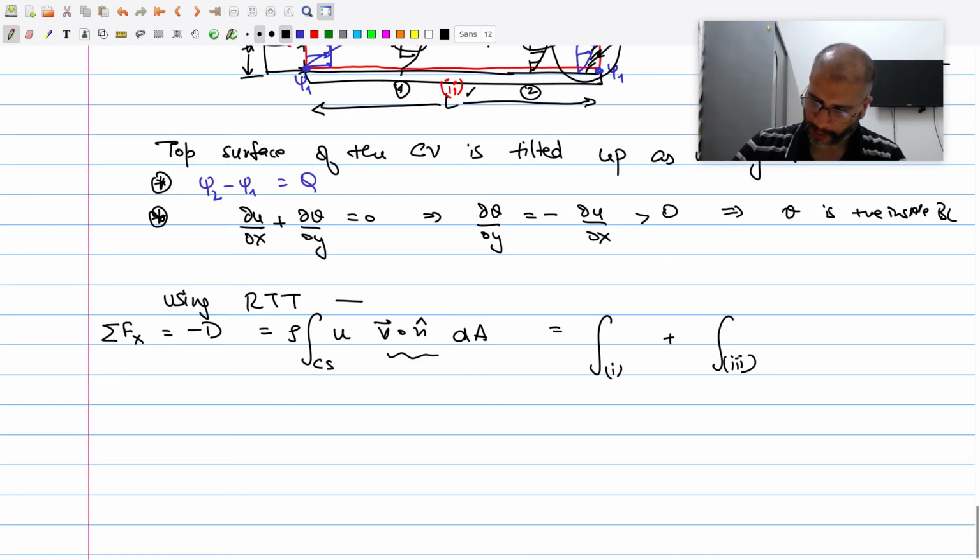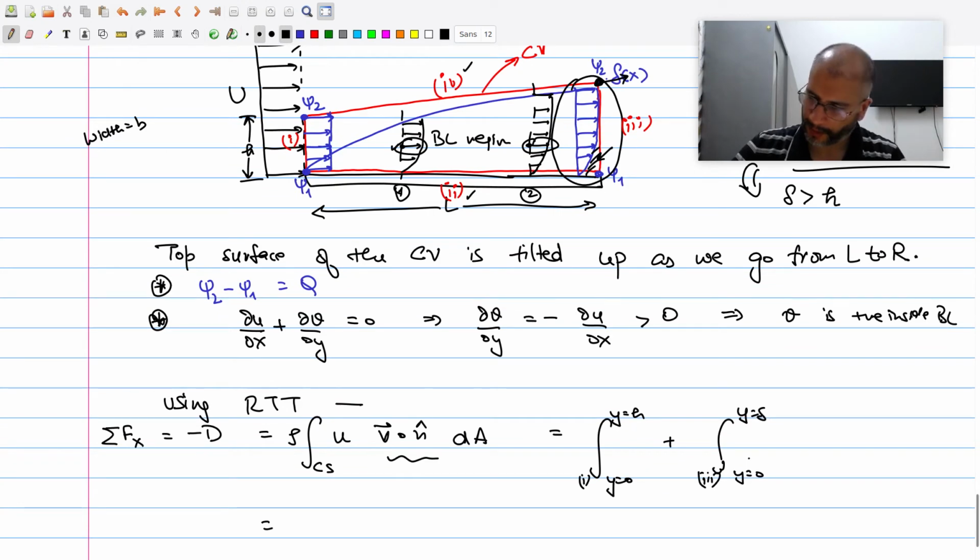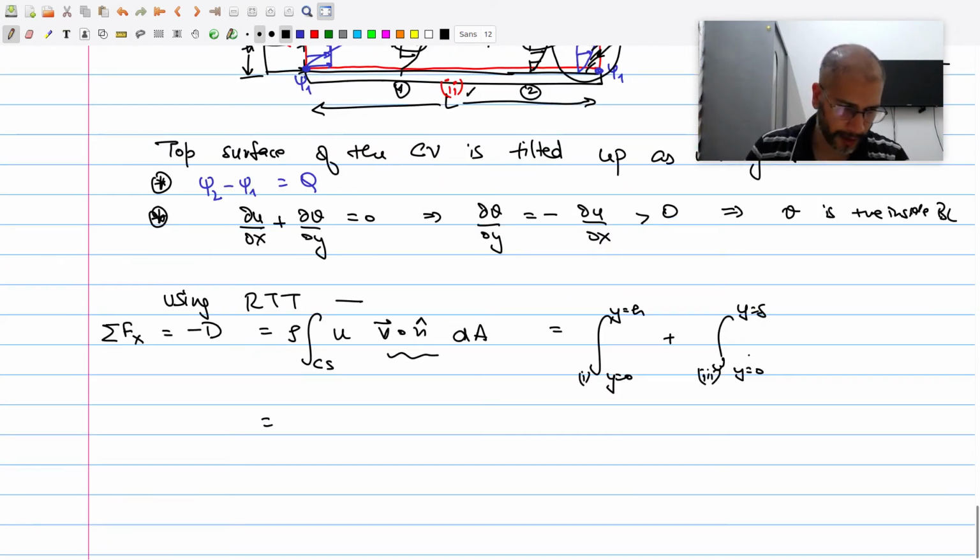Okay, so let's simplify this. If I put in the values, the integral on 1 is from y equal to 0 to y equal to h, and the integral on 3 is from y equal to 0 to y equal to delta. So this will give us the drag D. I'm not doing all the algebra here, you can do it yourself.